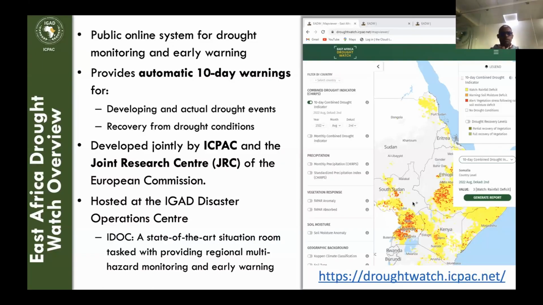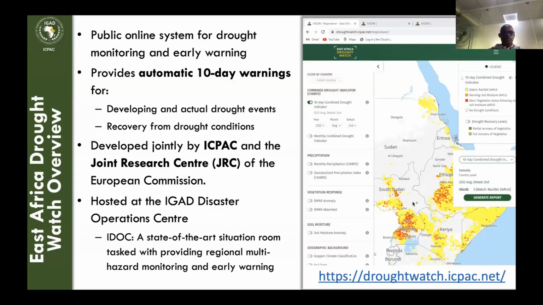To attribute, this system, although maintained by ICPAC, and we regularly continue to improve it, initially we borrowed or adopted the technology from the Joint Research Center of the European Commission, and we borrowed the idea from the Global Drought Observatory, which is still online. We modified it first to customize it for the East Africa region, but also improved it to meet the needs of the region.